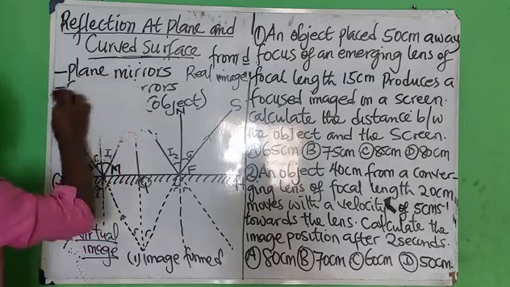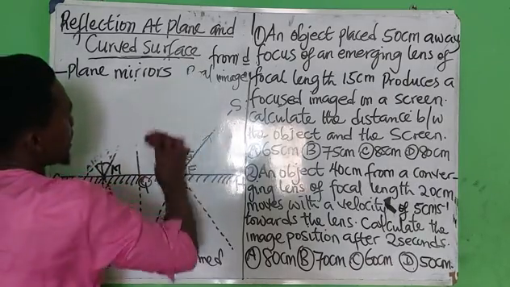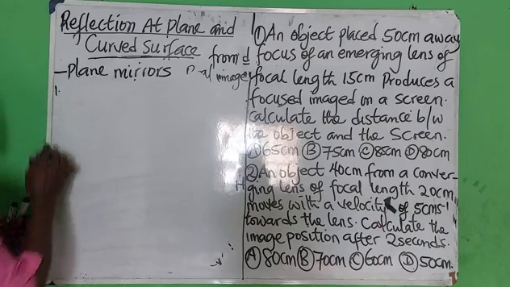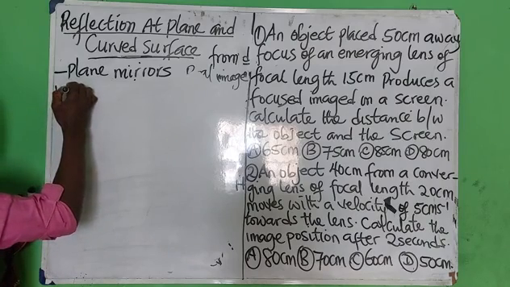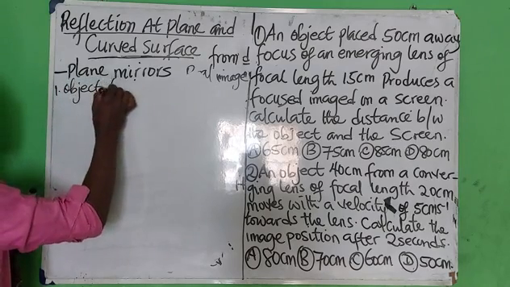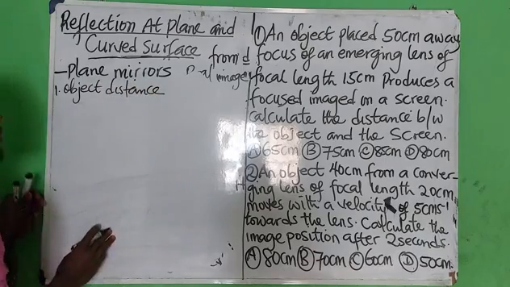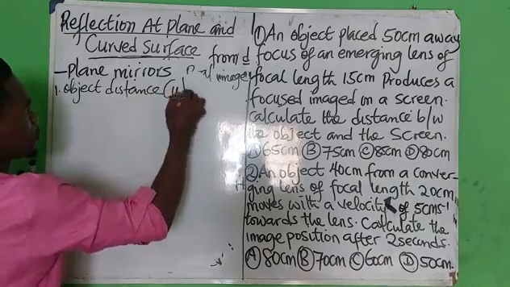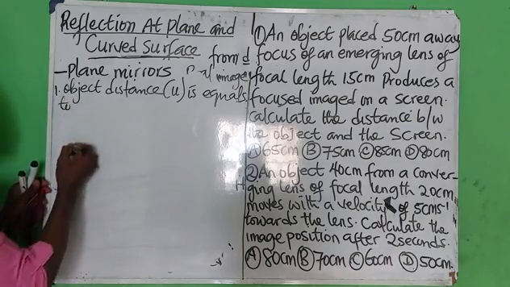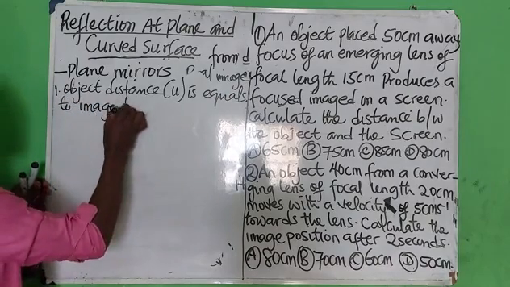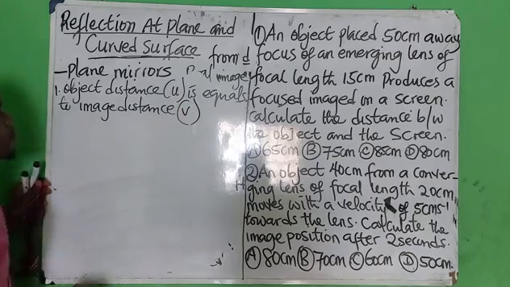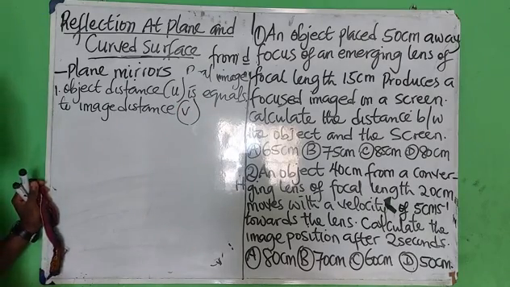What are the characteristics of images formed by a plane mirror? Definitely one, the object distance, which is denoted as U, is equal to the image distance. The image distance is denoted as V. The object distance is equal to the image distance.